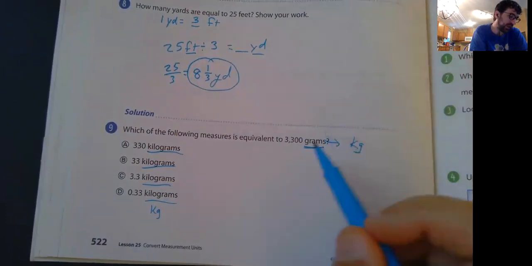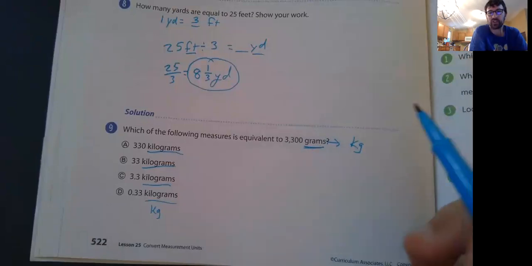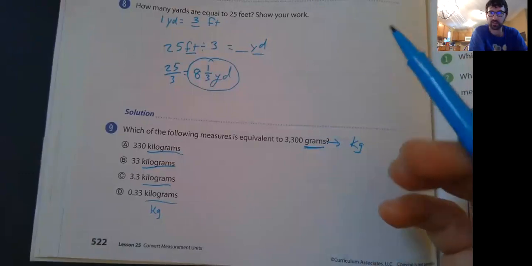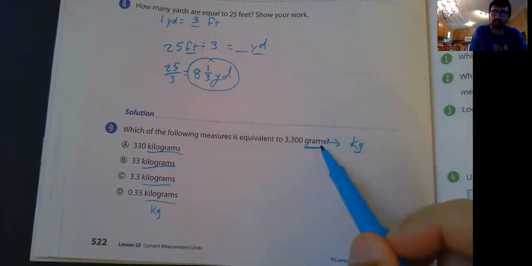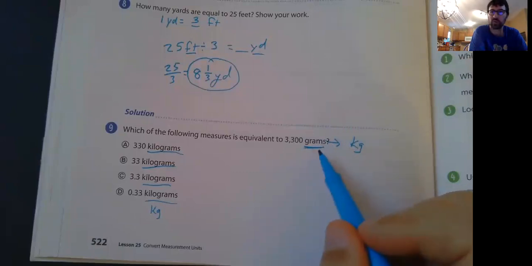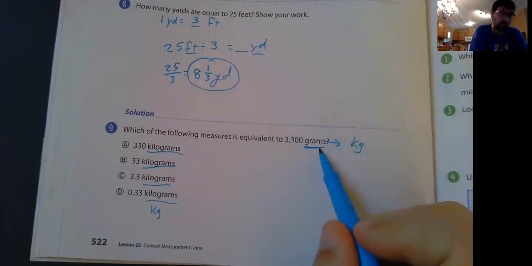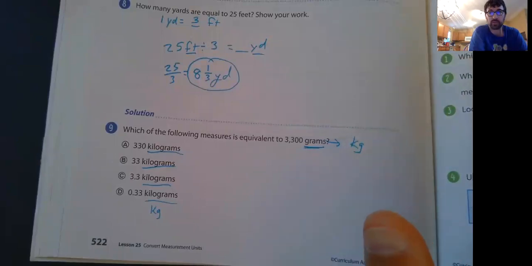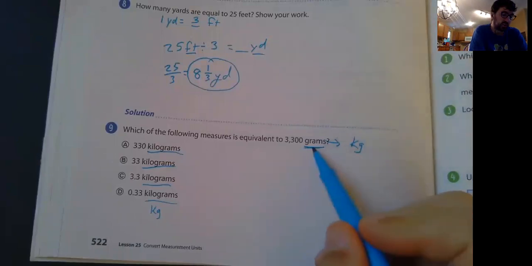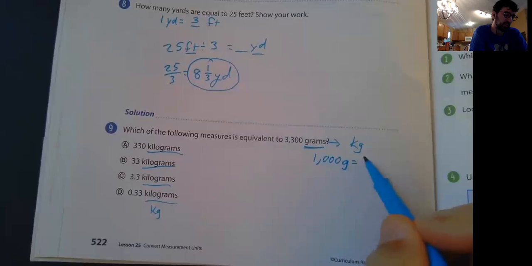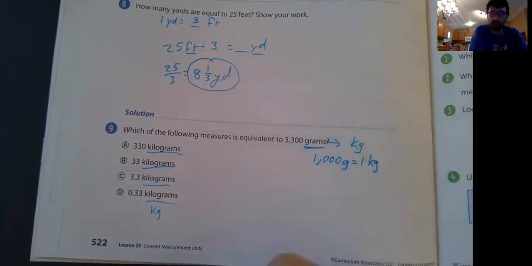So we have to think again about what the exchange rate is between grams and kilograms. It's the same thing as between kilometers and meters. Grams is our base unit of measurement for this metric unit of mass. I know you spend a lot of time with Mr. Annan talking about this. So grams to kilograms: 1,000 grams is equal to 1 kilogram. So it's a rate of 1,000.